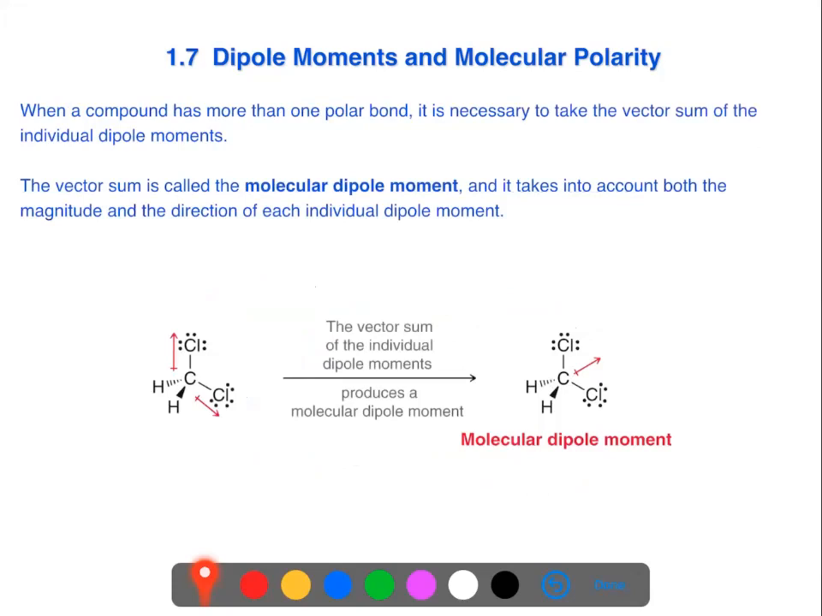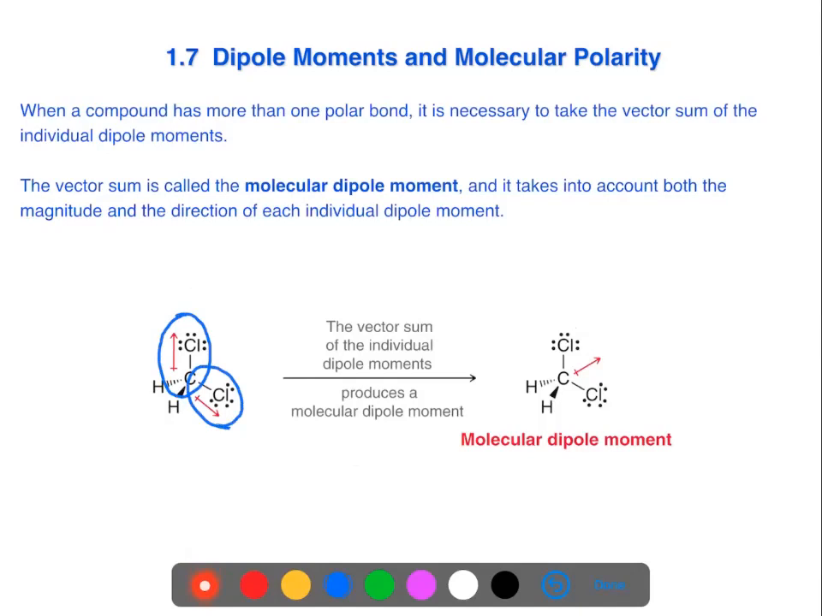So when a compound has more than one polar covalent bond, we need to take, in a sense, the sum of the two, the vector sum of the two. Again, we're not going to be doing any vector calculus to describe this, but if we look at this example, you can see that in this molecule, dichloromethane, we have 2 carbon-chlorine bonds to chlorine from the same carbon atom.